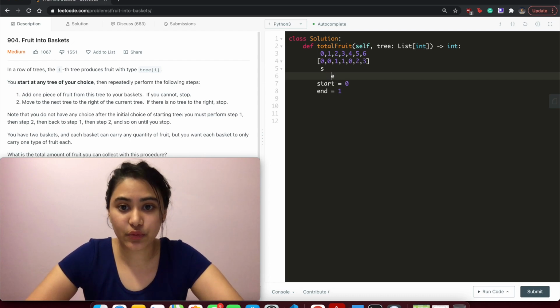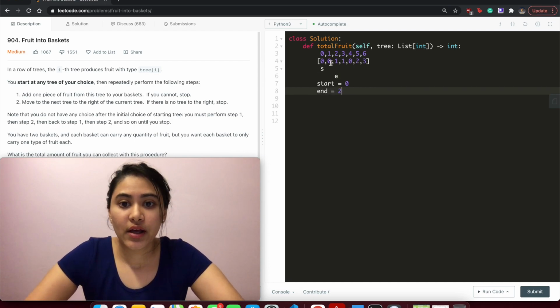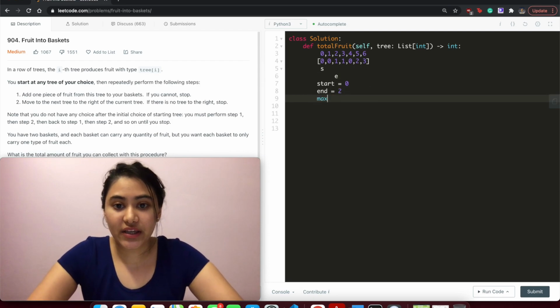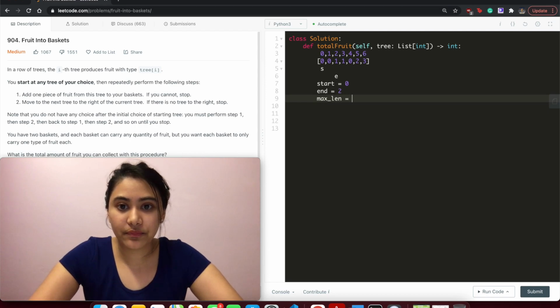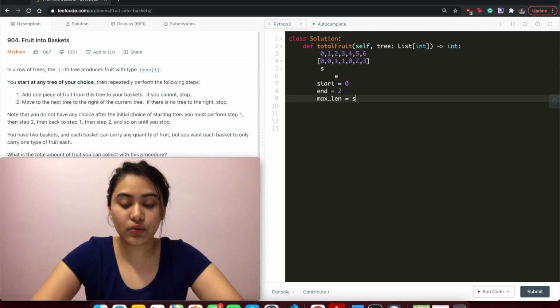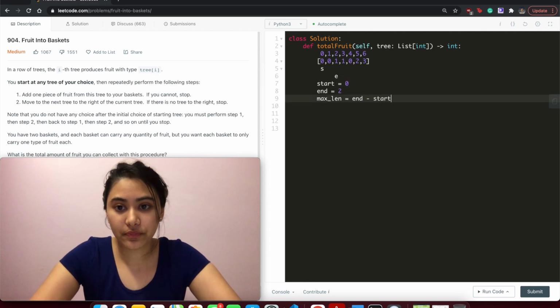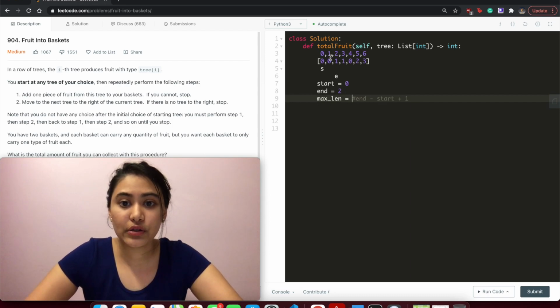So we continue again. And at index 2, well, now our length, let's also keep track of that, max length. This is going to be 3, so 2 minus 0, 2, and then plus 1. So end minus start, plus 1 is the formula. So over here, 2 minus 0, plus 1 is 3. And we've still only seen 2 types of fruit, so we're good to go.